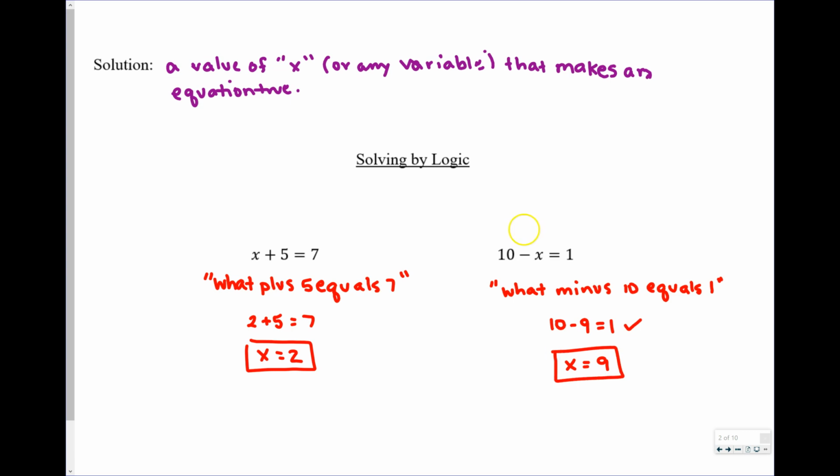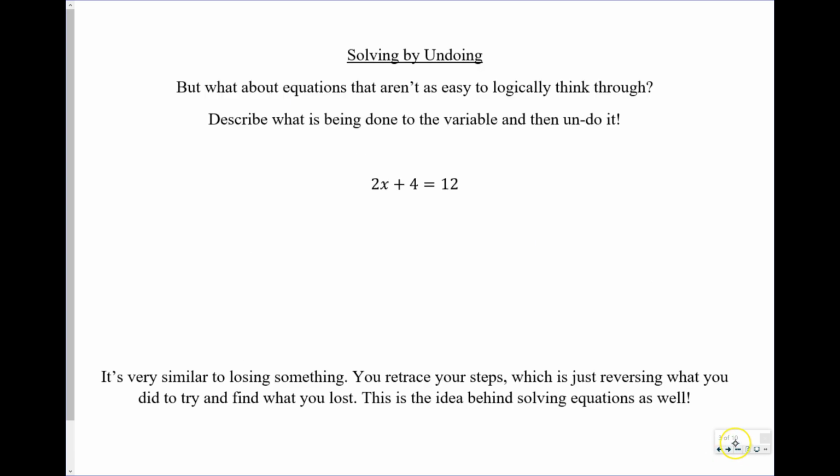Because then this would be 1 on this side, and this would be 1 on that side, so they are equivalent. This would be 7 on this side and 7 on that side, so they're equal, which is what we want. We want both sides to be equal. However, not every equation is that obvious. We can look at an equation and they aren't as easy to logically think through.